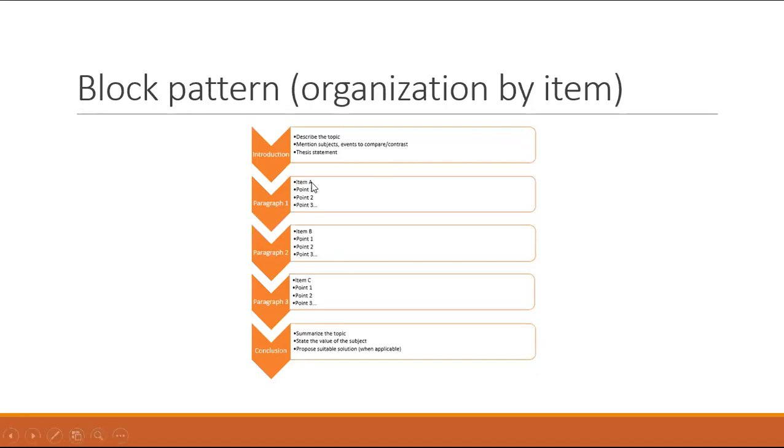See? Item A, point one, point two, point three, if they are discussed separately, two subjects or three subjects, they are discussed entirely in different paragraphs. Item B and item C, so their qualities are discussed altogether in different places. See, introduction and conclusion, they remain the same, right? As we have discussed before, even in the point by point, we describe the topic, we mention the subjects, and we do the thesis statement. In conclusion, we summarize the topic, we state the value of the subject, and we propose a suitable solution. We propose our analysis of the subjects.